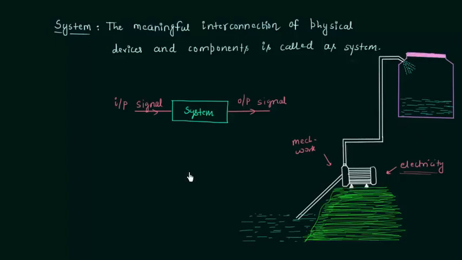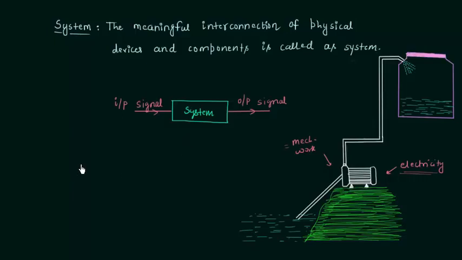I want to make one thing very clear. Electricity is not always less desirable than the mechanical work. In this scenario, when we want to pump the water to the overhead tank, the mechanical work is more desirable as compared to the electricity, but in other cases electricity may be more desirable as compared to the mechanical work. So the input signal and the output signal purely depend on the task we want to achieve.